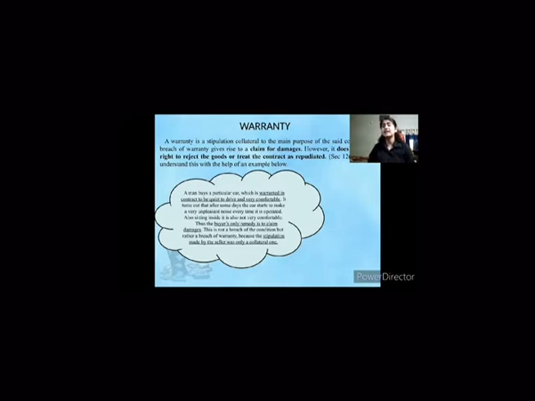वो रिफंड की डिमांड नहीं कर सकता, कॉन्ट्रैक्ट को कैंसिल नहीं कर सकता, सिर्फ जो उसे डैमेजेस हुए हैं उसकी भरपाई की मांग कर सकता है. इसको भी हम एक एग्जाम्पल से समझते हैं.